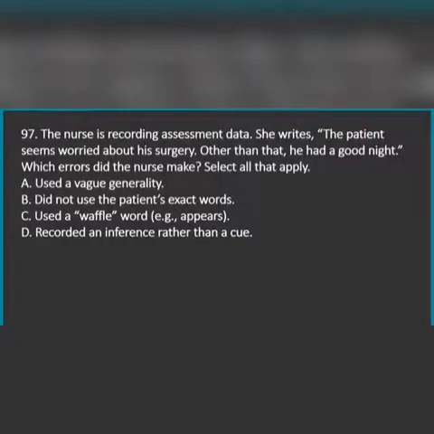Question 97. The nurse is recording assessment data. She writes, the patient seems worried about his surgery. Other than that, he had a good night. Which errors did the nurse make? Select all that apply. A. Used a vague generality. B. Did not use the patient's exact words. C. Used a waffle word, for example, appears. D. Recorded an inference rather than a cue.